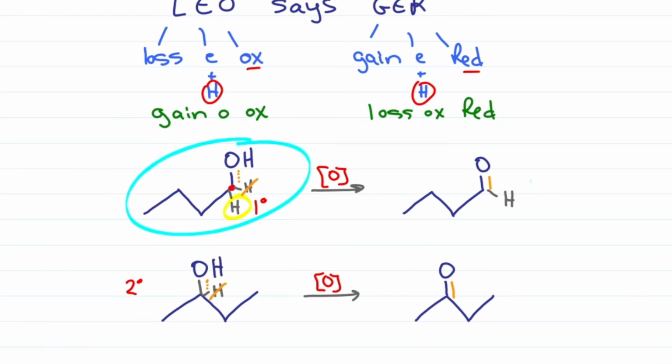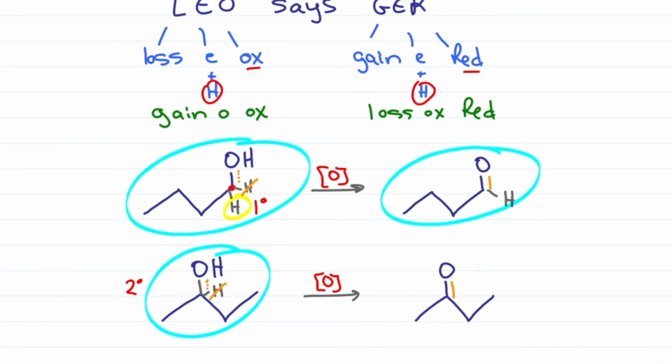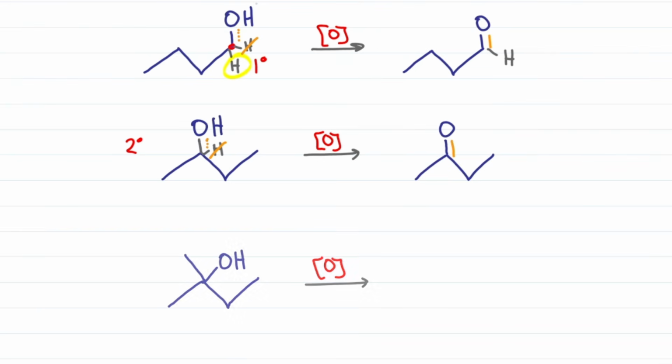If a primary alcohol is oxidized to an aldehyde and a secondary alcohol is oxidized to a ketone, what happens if I oxidize a tertiary alcohol? I get no reaction. Why? Because this carbon has three bonds to carbon and one to oxygen. If I try to form a carbonyl to this oxygen, what am I going to lose? I can't lose one of the carbon bonds, and so oxidation would give me 5 bonds to carbon, violating the octet rule and therefore not happening.